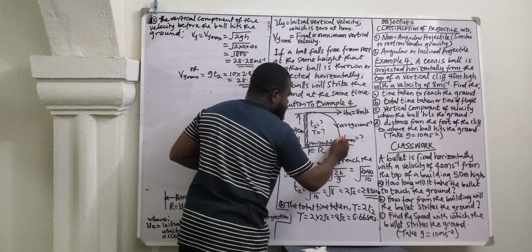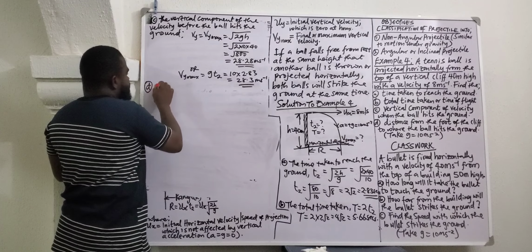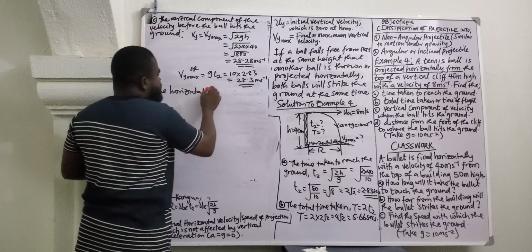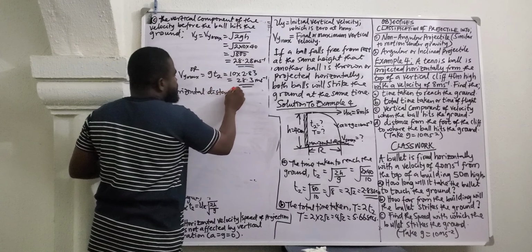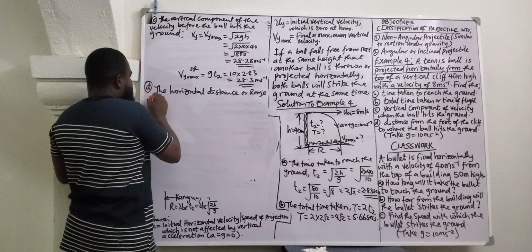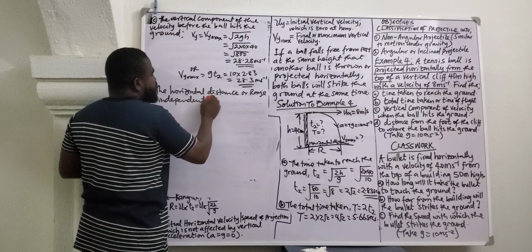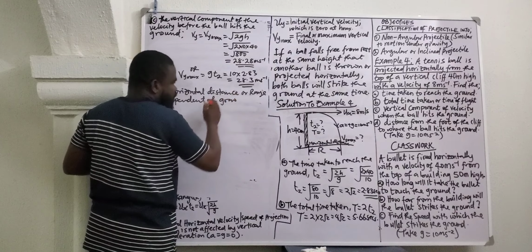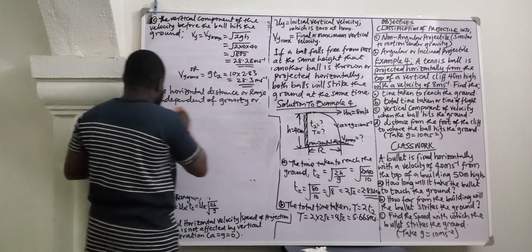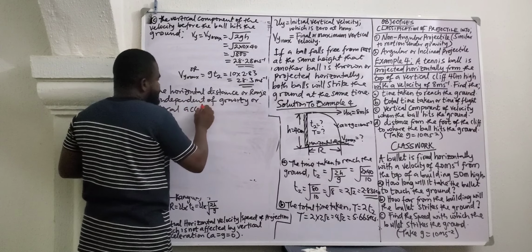So option D says the horizontal distance, or range, is independent of gravity or vertical acceleration.